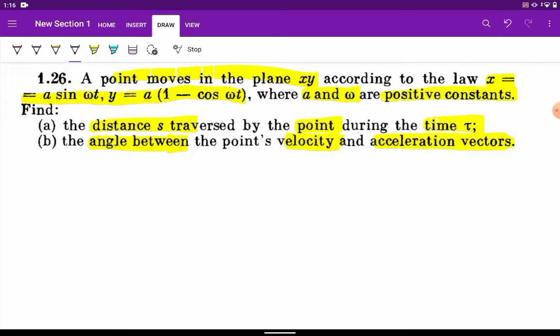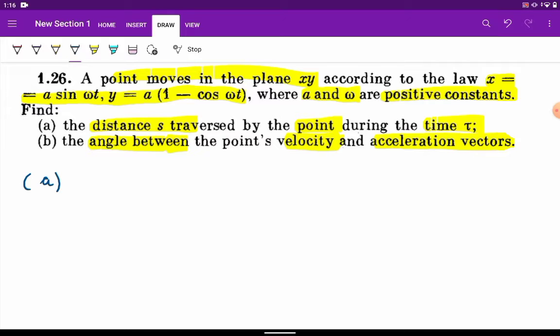Alright, first of all, the distance traversed by the point. For the distance we need to know the trajectory, or the path basically, that the point is following. For displacement, we can directly integrate the velocity with respect to time in each direction. We'll get the displacement in the x and y directions. But for distance, we need to know the exact path that the point is moving through.